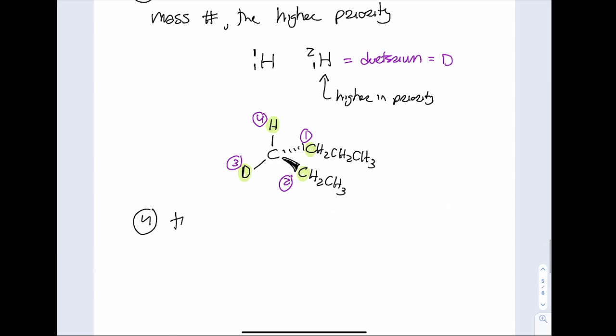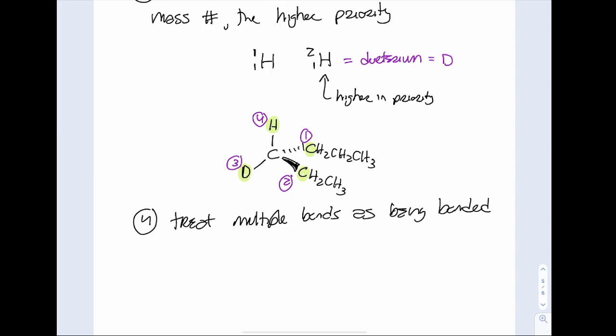So treat multiple bonds as being bonded to that number. So a double bond, think of it as being bonded to 2. A triple bond, think of it as being bonded to 3 atoms.